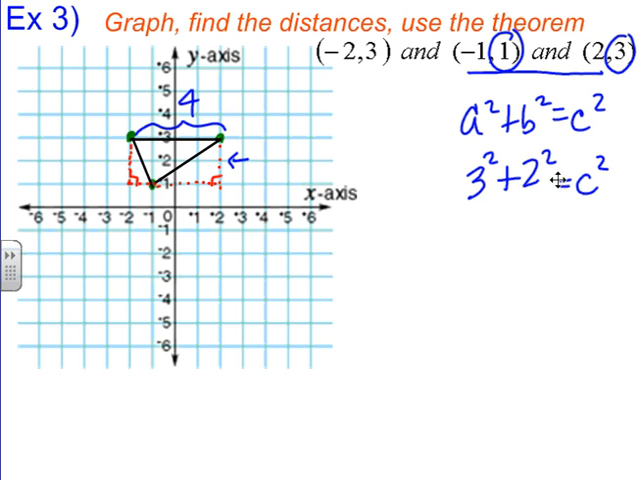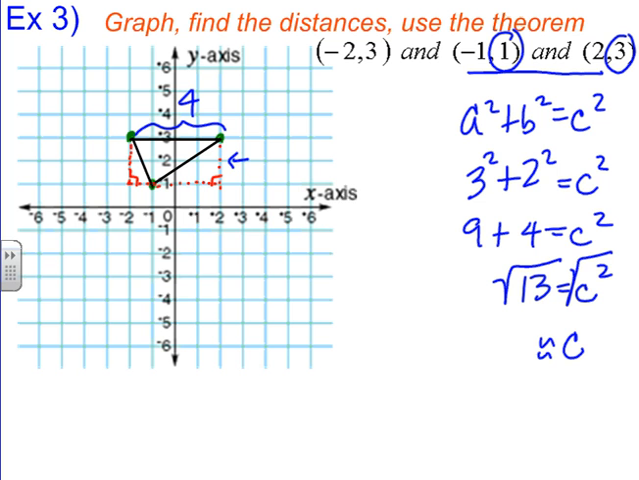So that's our c squared. So we'll get 9 plus 4 equals c squared. And then we're going to get that 13 is c squared. And then we'll find the square root of 13. And we find that c is approximately 3.6. So we know that this side of the triangle here, this one here, is going to represent 3.6 approximately.